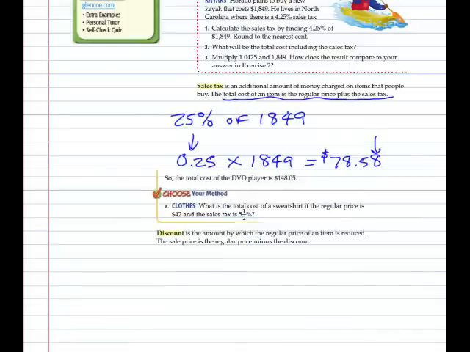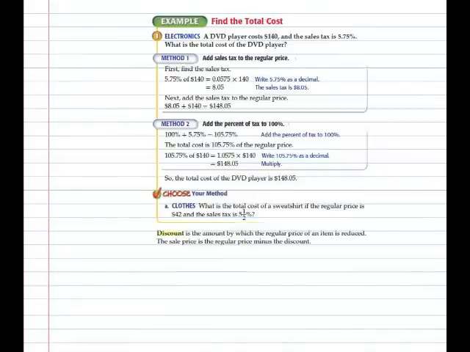Find the total cost. A DVD player costs $140, and the sales tax is 5.75%. What is the total cost of the DVD player? Well, in this method, they're going to add the sales tax to the regular price. So I'm going to take 5.75%, change it to a decimal, which is 0.0575. Multiply that times 140. My resulting sales tax is $8.05. I add that to my cost.